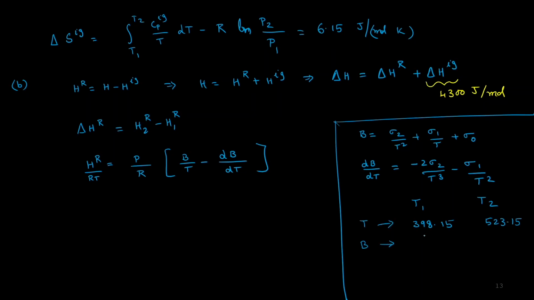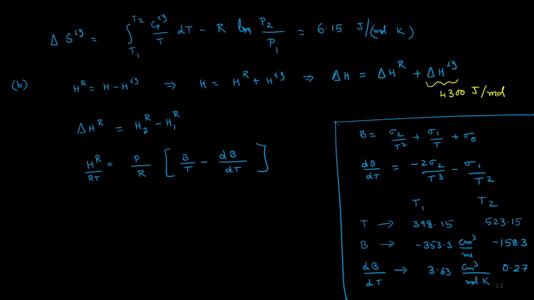The value of B we calculate at the first temperature is negative 353.3 centimeter cube per mole. At the second, higher temperature, it's slightly lower in magnitude, negative 158.3. And dB over dt at the first temperature is 3.63 centimeter cube per mole Kelvin. And at the second temperature, it's 0.27, right?